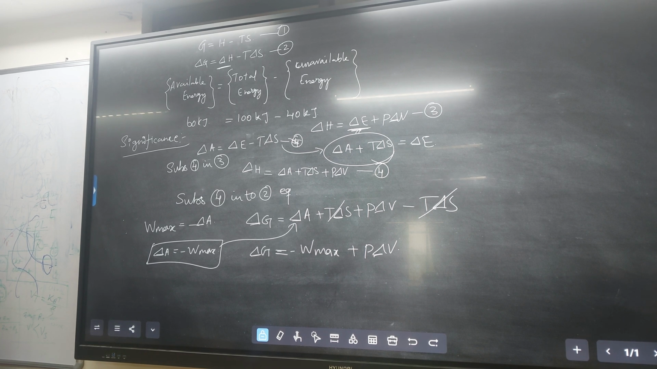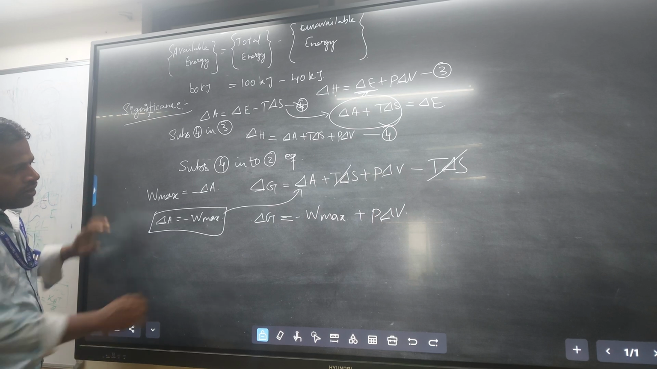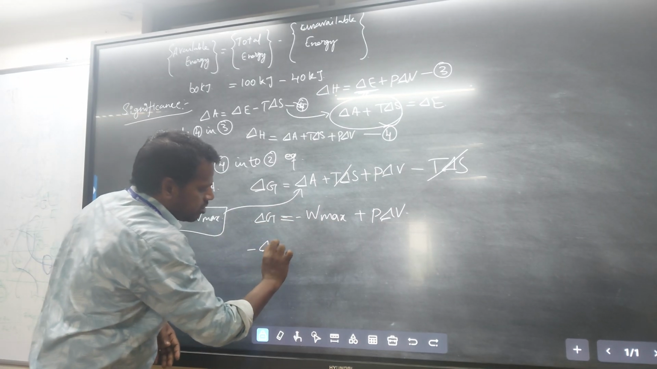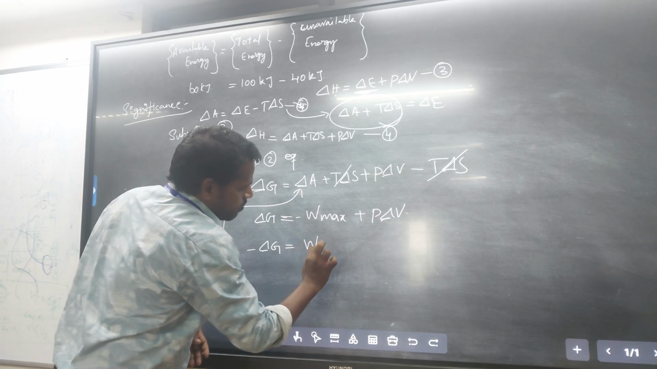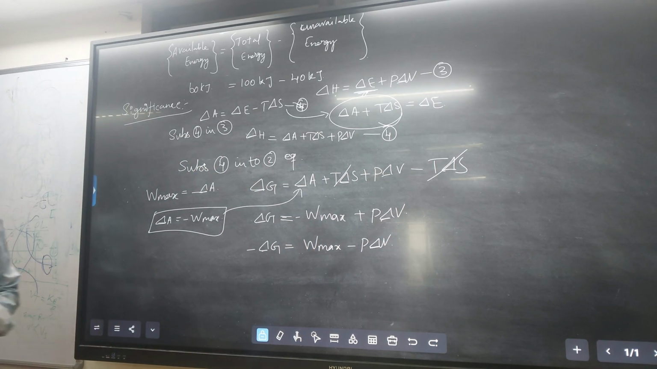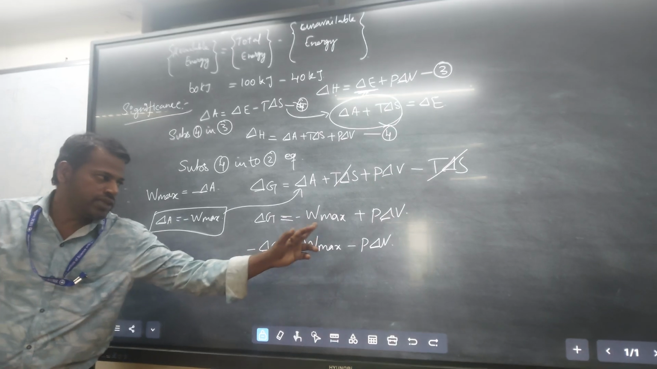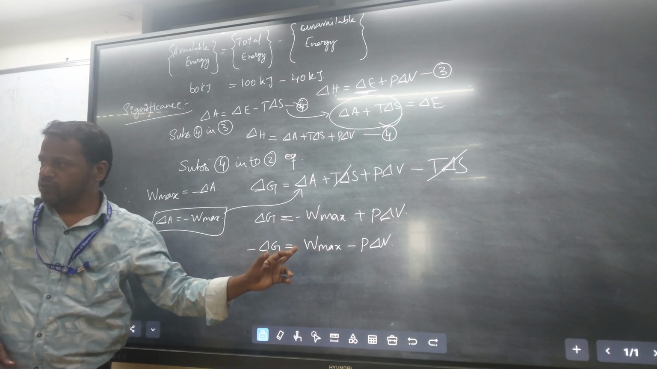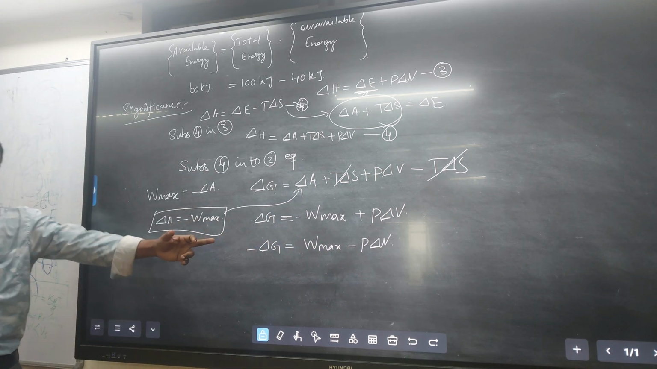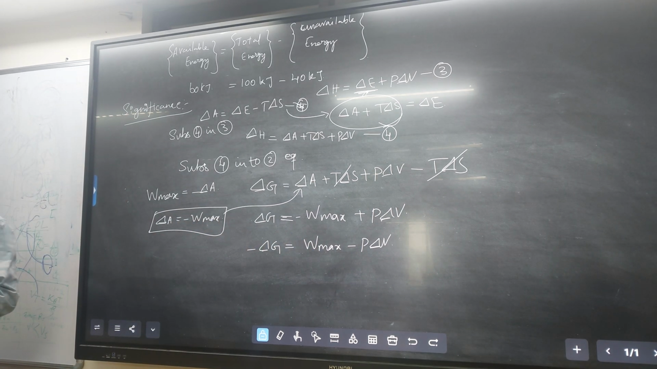So here we have to get the maximum work. When the work is maximum, you just change the sign on both sides. Minus delta G equal to W max minus P delta V, because we have to get the maximum work from the system. When we get the maximum work from the system, delta G is negative.